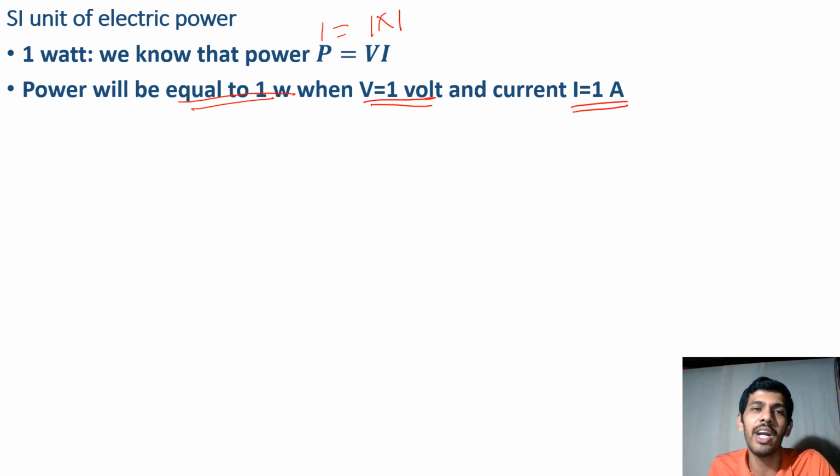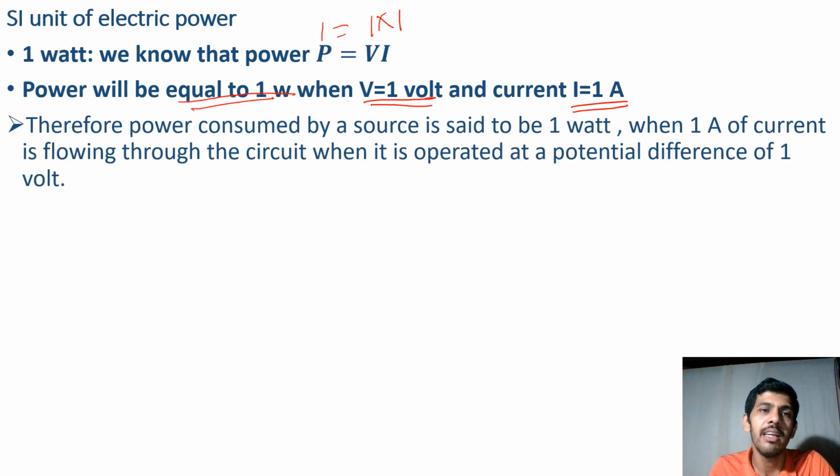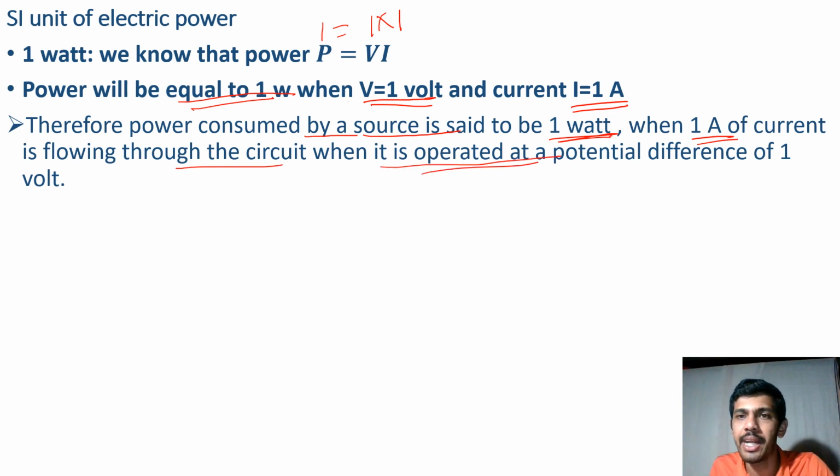Then how to define it? They may ask you, define 1 watt. That is an important question. Many times it is asked in your board exams. The definition of 1 watt is: power consumed by a source is said to be 1 watt when 1 ampere of current is flowing through a circuit when it is operated at a potential difference of 1 volt.